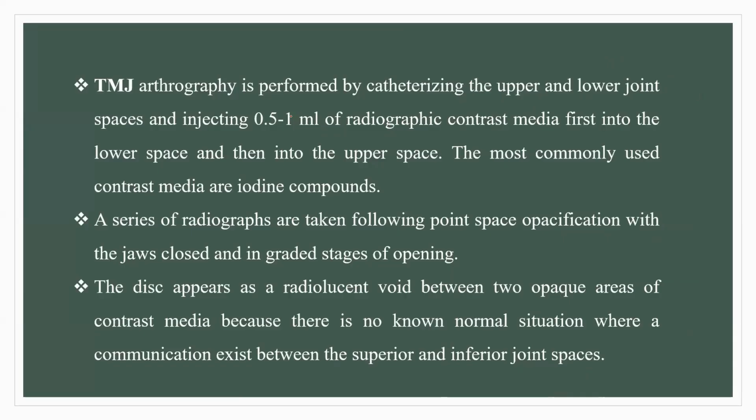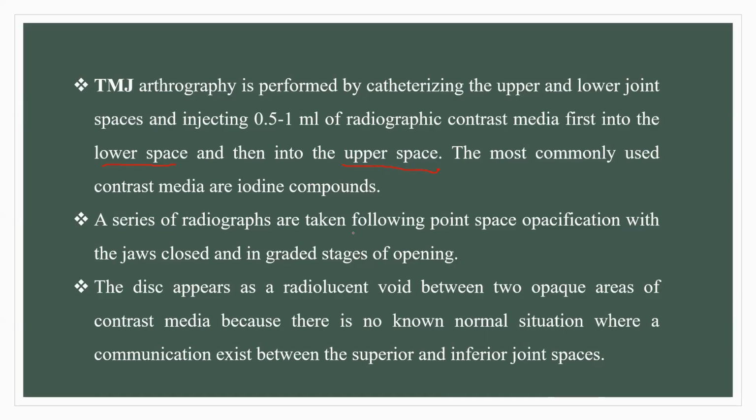So, what is the technique? The TMJ arthrography is performed by catheterizing the upper and the lower joint spaces and injecting 0.5 to 1 ml of radiographic contrast media, iodine contrast media, first into the lower joint space, and then into the upper space. The most commonly used are iodine compounds that we have mentioned.